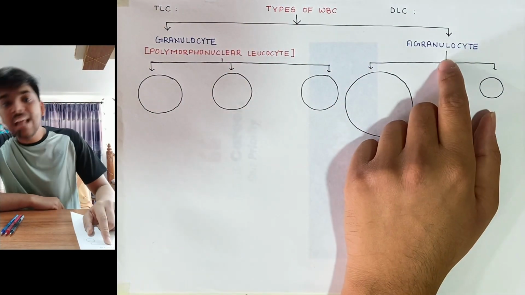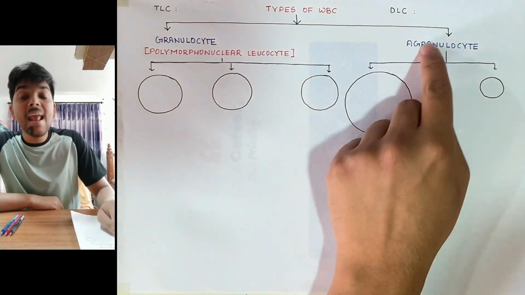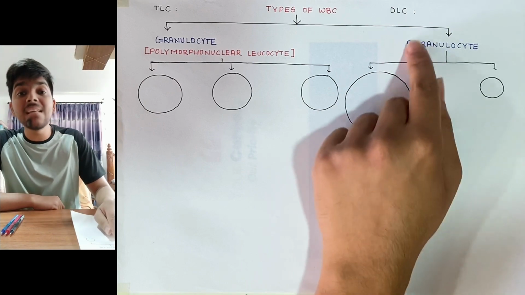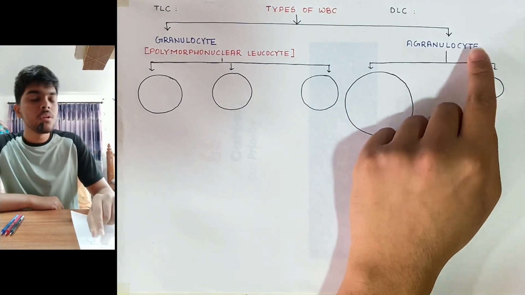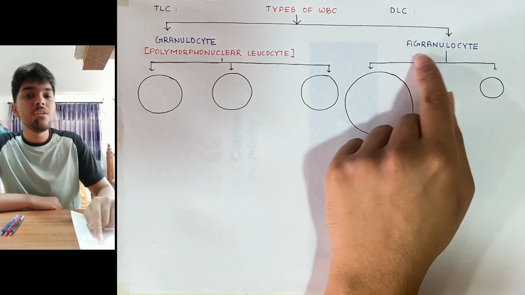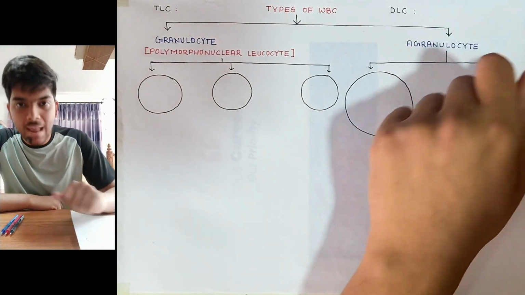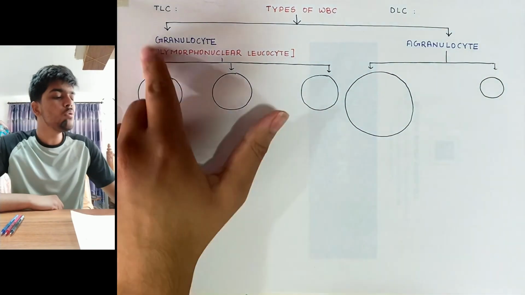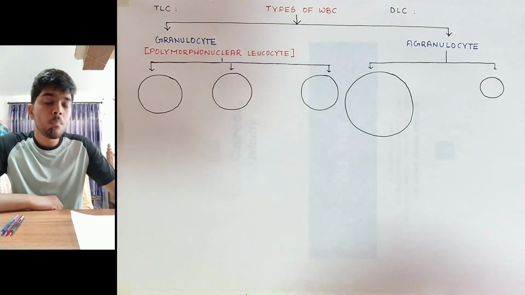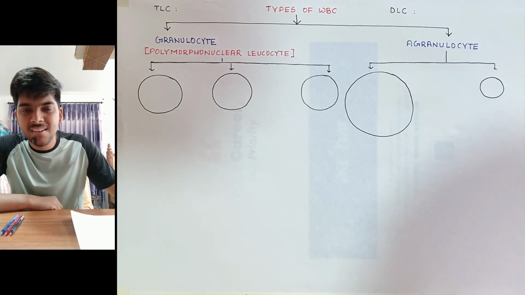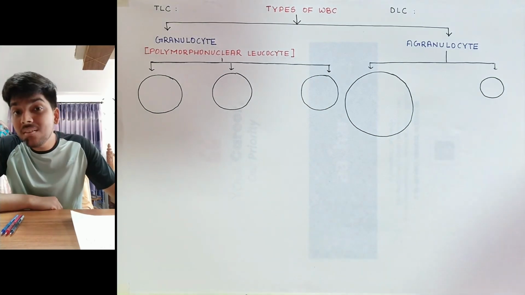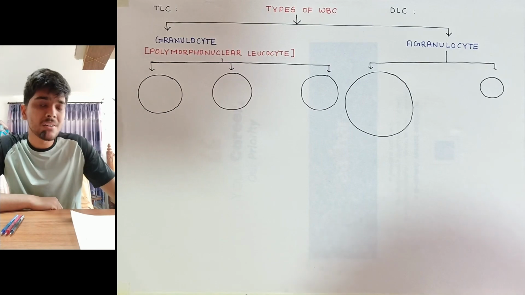Next is agranulocyte, which contains A. A means there's absence of granule in that particular site, or the WBCs under agranulocytes are without granules. Granulocyte is also known as polymorphonuclear leukocyte. Quite a large name, isn't it, for granulocyte, but contains very simple parts within it.